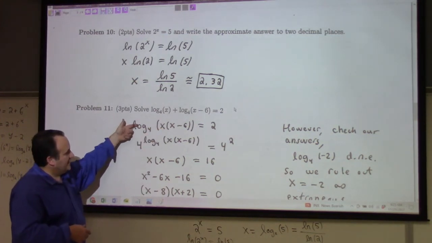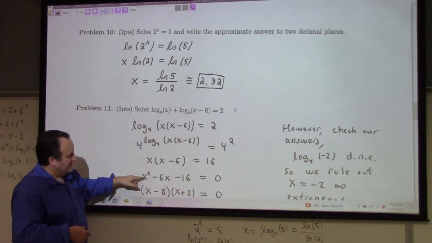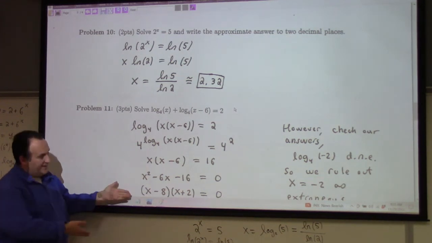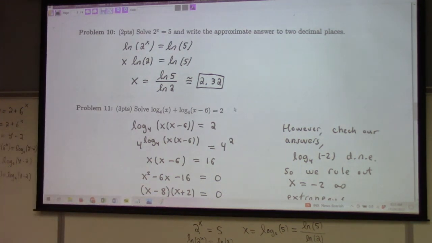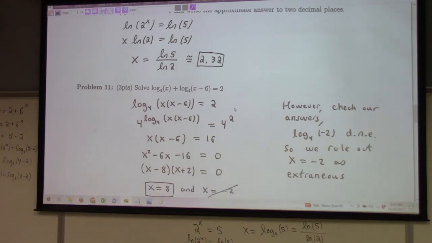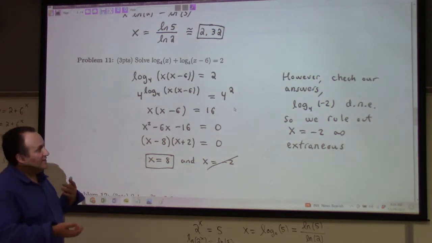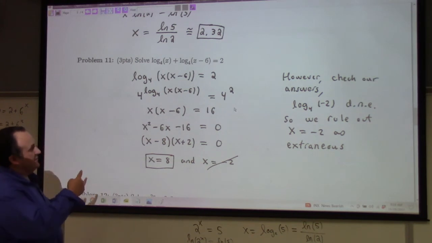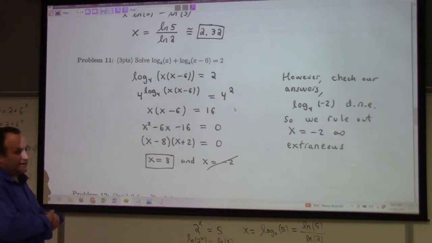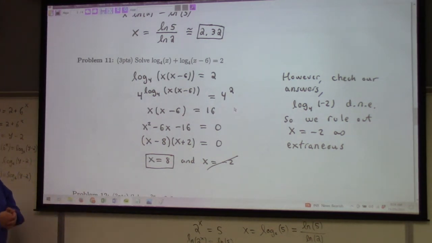Anyway, so you do that, then I take 4 to both sides, I get this, I rearrange it, I factor it, and what happens? Well, I get two solutions. Potentially, I get x equals 8 and x equals -2, but I have to rule out x equals -2 as extraneous because when I plug -2 back into the original equation, it doesn't work. So I just get one answer here, 8.